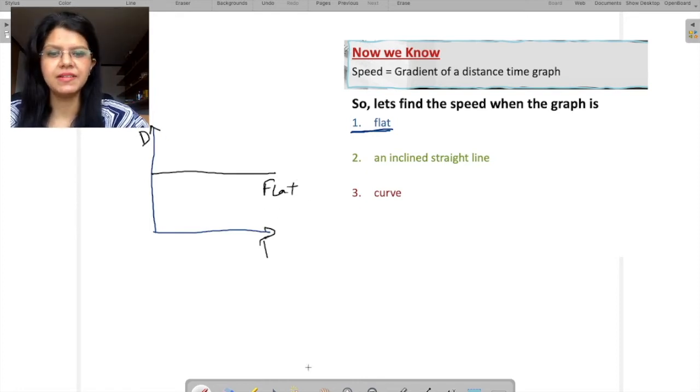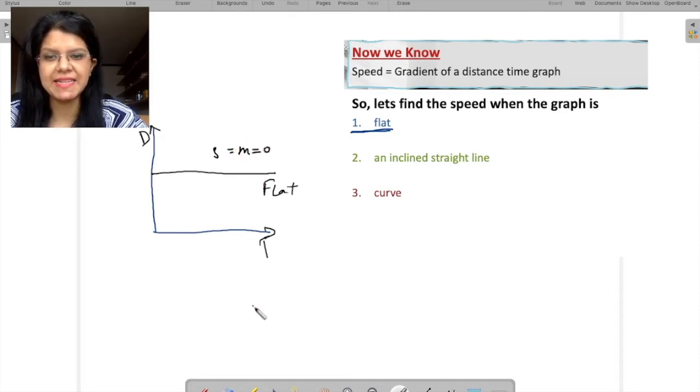A horizontal flat line. We know from our understanding of maths that the gradient of a flat line is 0. And what is gradient? Gradient is the speed. A flat line always depicts a 0 speed. Why 0 speed? Because your gradient is 0.